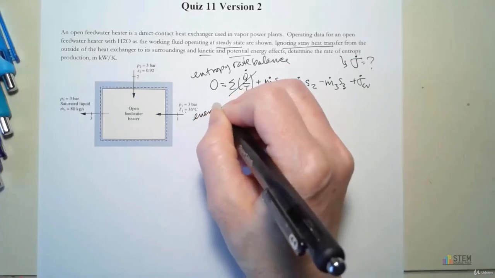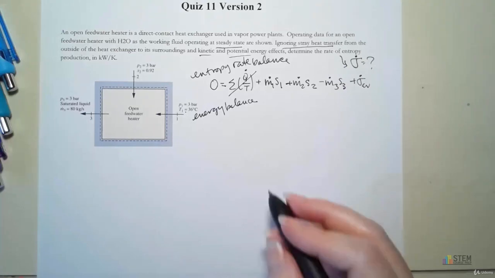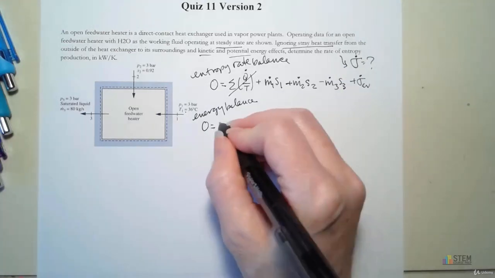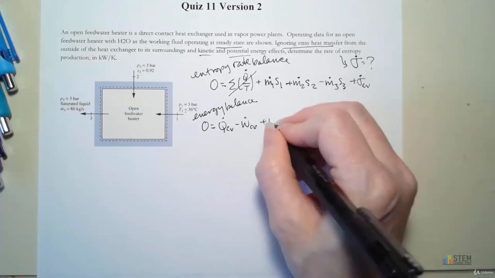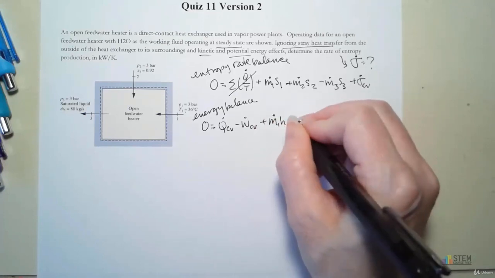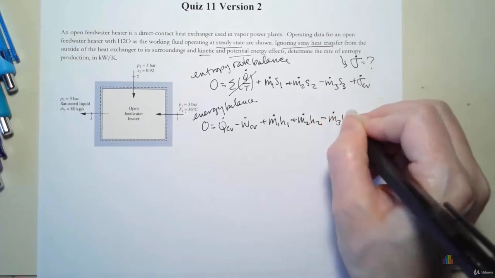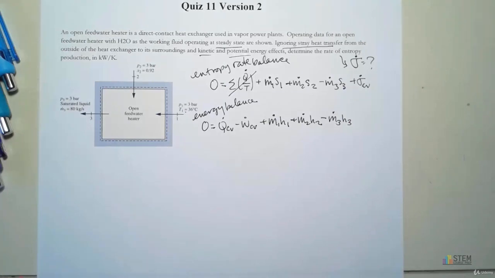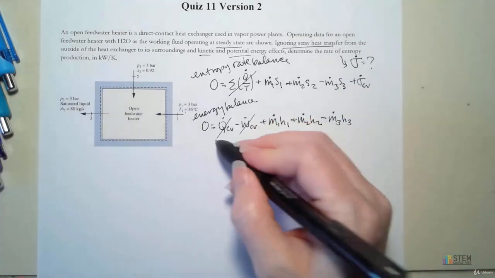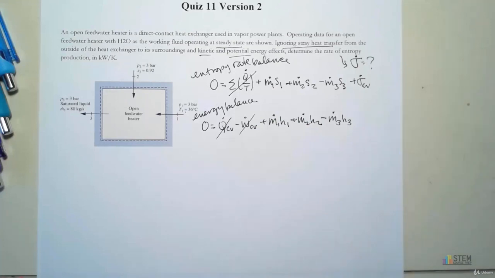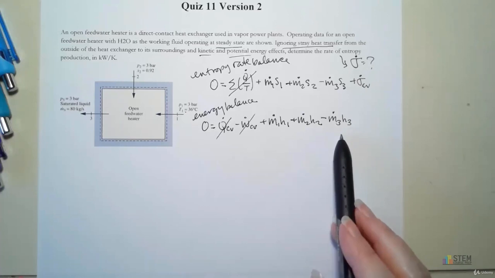Next, let's look at energy balance. That'll give us another equation that has m dot in it. Energy balance, we'd have 0 equals q dot minus w dot plus m1 dot h1 plus m2 dot h2 minus m3 dot h3. Now we've got that. W dot goes away. We don't have any power going on here. Q dot goes away because it told us to ignore that.